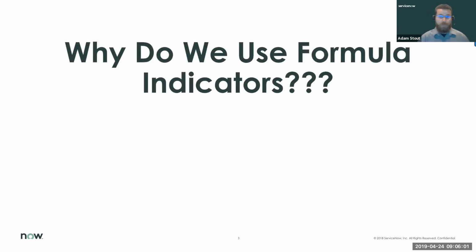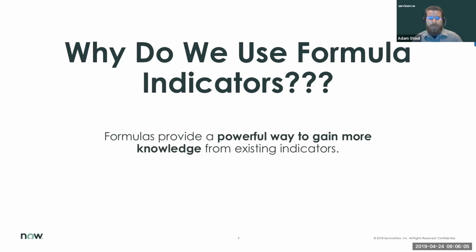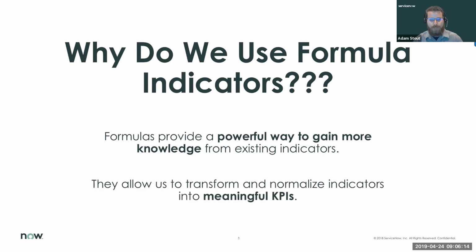So why do we use formula indicators? What do they do for us? The key thing to remember is that formula indicators give us a way to get more knowledge out of the existing indicators. And they allow us to transform and normalize the indicators into meaningful KPIs. It's not just adding two things together, but getting meaningful KPIs.